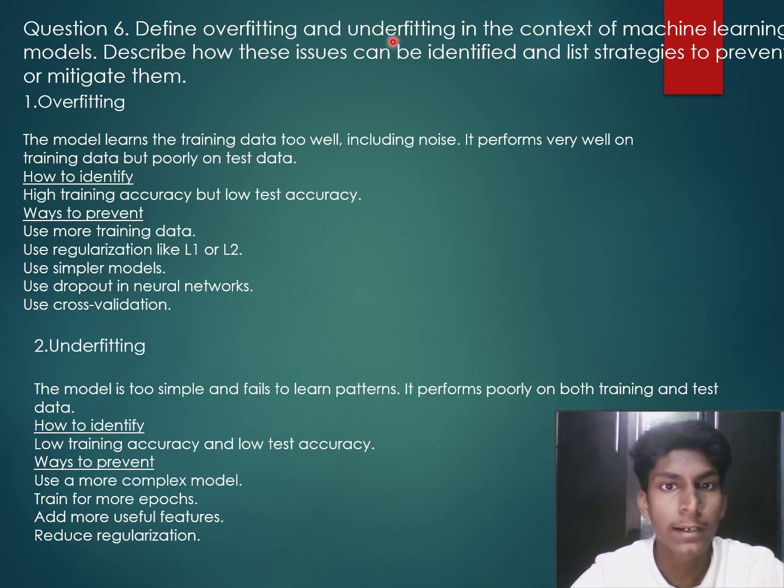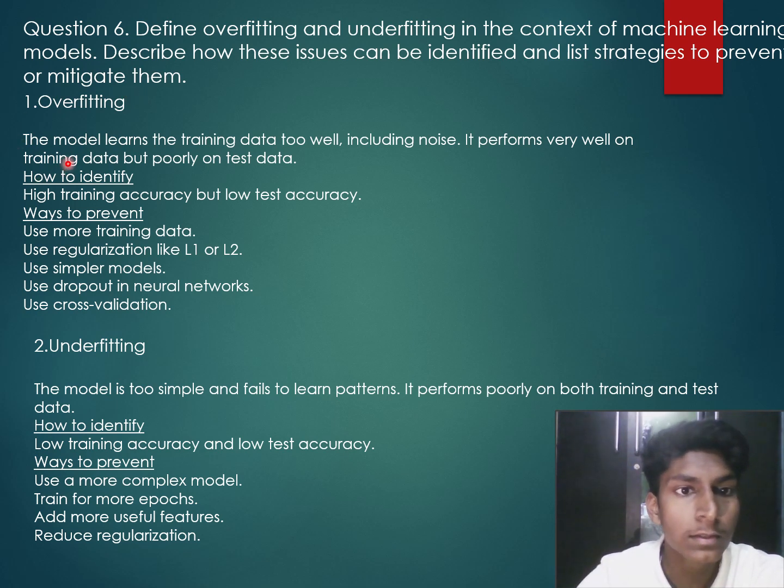Define overfitting and underfitting in the context of machine learning models. Describe how this issue can be identified and list strategies to prevent and mitigate them. First, overfitting. The model learns the training data too well, including noise. It performs very well on the training data but poorly on the test data. How to identify: high training accuracy but low test accuracy.